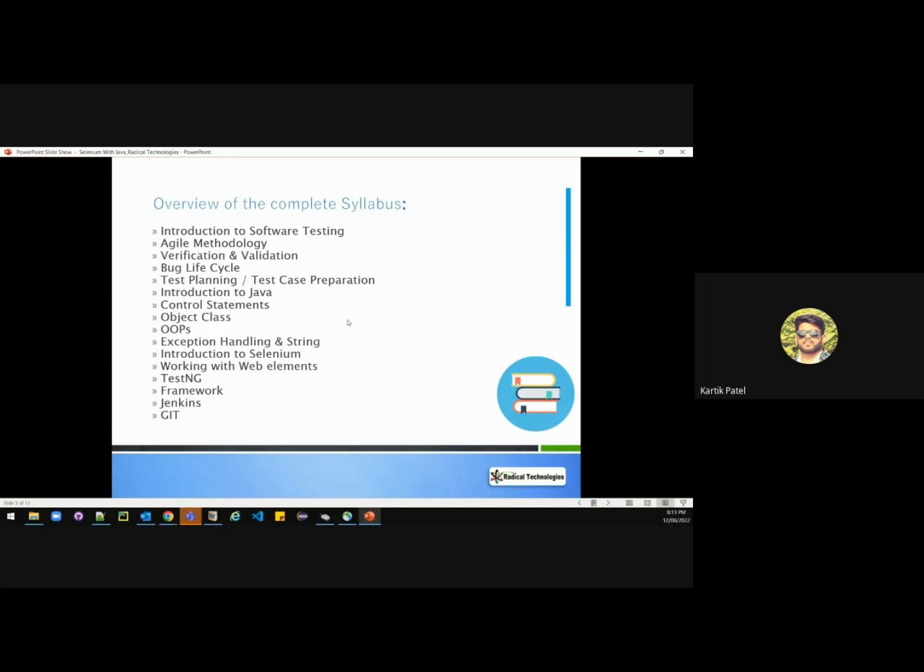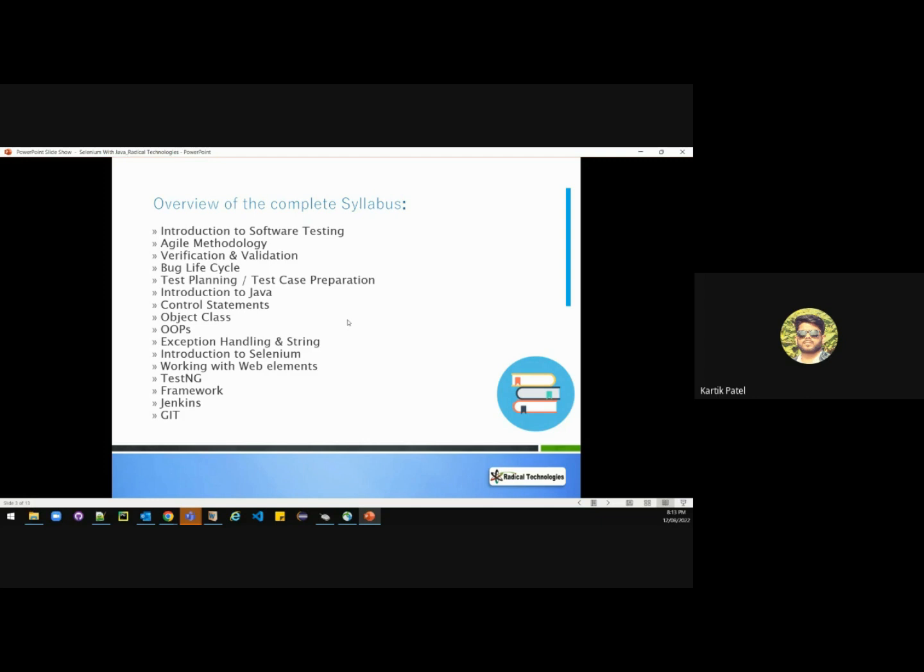We'll try to understand Java. We'll cover control statements, object classes, and OOPs. We have inheritance, polymorphism, encapsulation, and abstraction. These are the four pillars of OOPs, and we'll go over them.